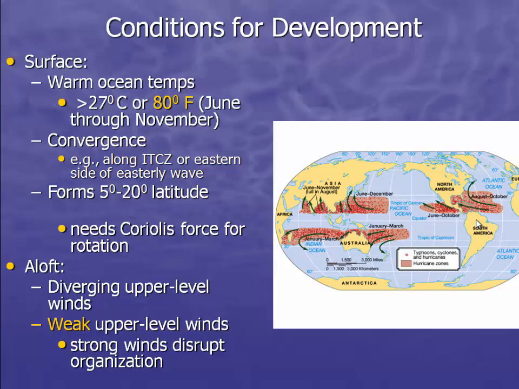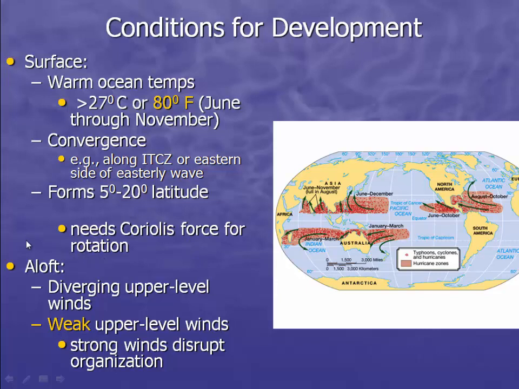Recall from our forces and wind lecture that we talked about the Coriolis force being 0 at the equator. If there's no Coriolis force, there's no mechanism for the air to begin to rotate or move in a circular fashion. It has no vorticity, no spin. We need some Coriolis force in order to get the air rotating. Okay? Once you get north of 5 degrees north or south of 5 degrees south, you have enough Coriolis force for the genesis of tropical cyclones and hurricanes.